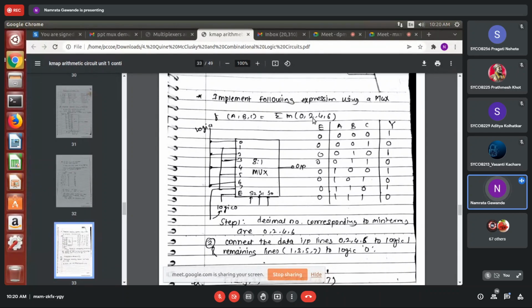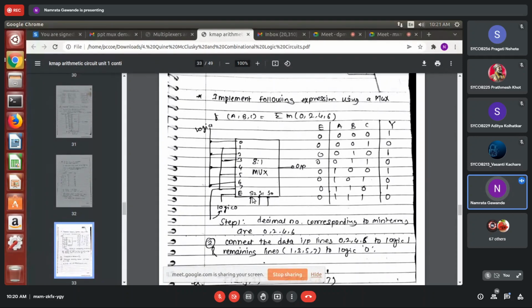2, what is the binary form of 2? 0 1 0. Right? This is the select line, but indirectly A, B, C. See here, S0, S1, S2. Instead of these, here it is taken this is nothing but S2, S1, and S0. Okay. So the output is getting as a 1. For 2, for 4, you can see the output is 1. And for 6, you can see the output as a 1.